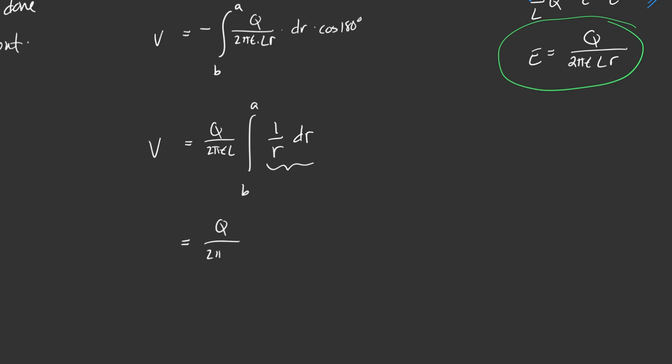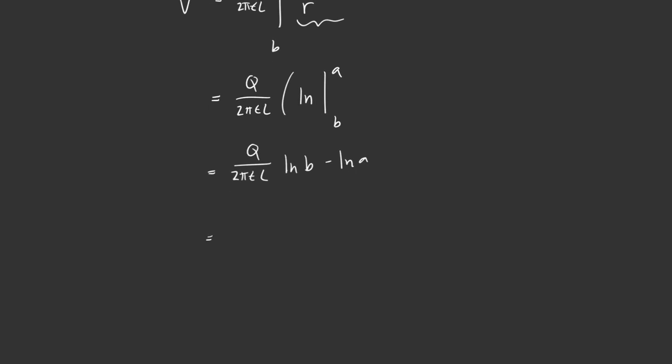All right, Q over 2 pi epsilon L, natural log evaluated from B to A, which is Q over 2 pi epsilon L, natural log of B minus natural log of A. Which you should write as the natural log of B divided by A. By definition, B is greater than A. That means this is the natural log of a number greater than 1, which means this is positive.